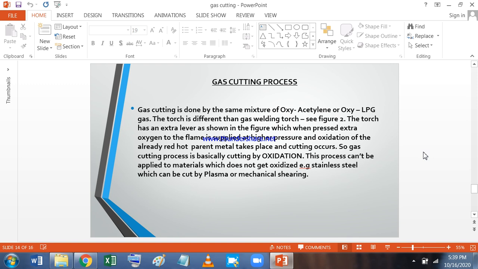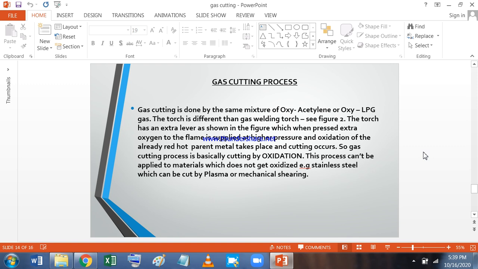The gas cutting is done by the same mixture of oxyacetylene or LPG gas. The torch is different from the gas welding torch. See figure 2. The torch has an extra lever as shown in the figure, which when pressed, extra oxygen is supplied to the flame at higher pressure, and oxidation of the already red hot parent metal takes place and the cutting occurs. So the gas cutting process is basically cutting by oxidation.